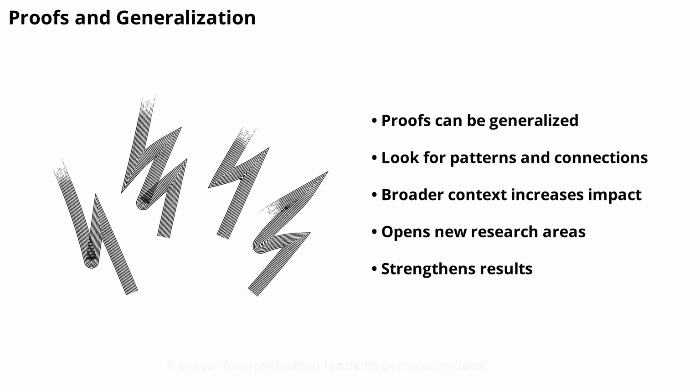A powerful proof often leads to generalizations, showing that a result holds in a broader context. Mathematicians look for patterns and connections that extend beyond the original problem. Generalization strengthens the impact of a proof and can open up new areas of research.